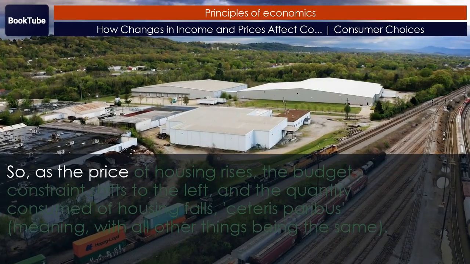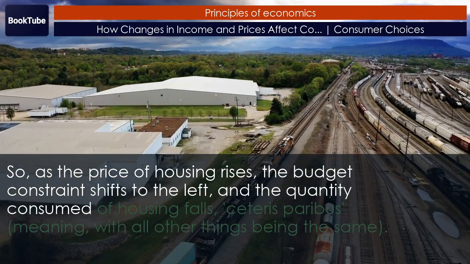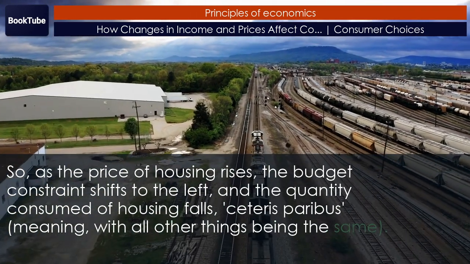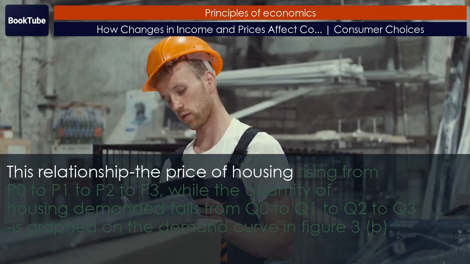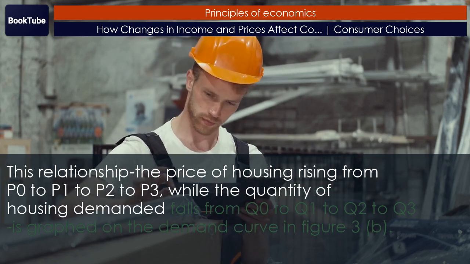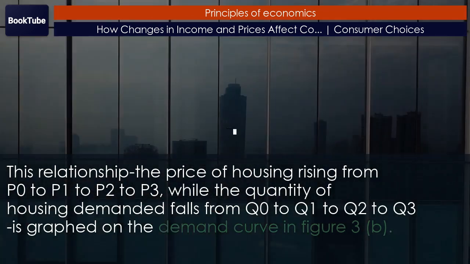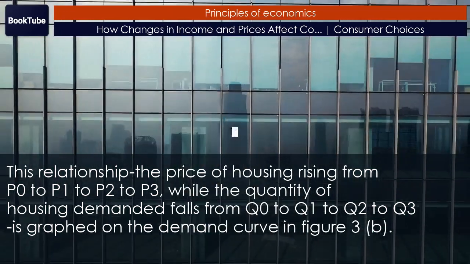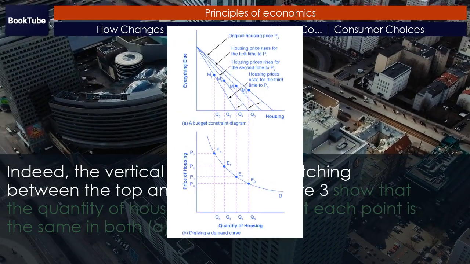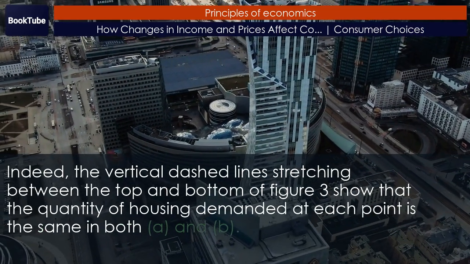So, as the price of housing rises, the budget constraint shifts to the left, and the quantity consumed of housing falls. Ceteris paribus, meaning with all other things being the same, this relationship, the price of housing rising from P0 to P1 to P2 to P3, while the quantity of housing demanded falls from Q0 to Q1 to Q2 to Q3, is graphed on the demand curve in Figure 3b. Indeed, the vertical dashed lines stretching between the top and bottom of Figure 3 show that the quantity of housing demanded at each point is the same in both A and B.